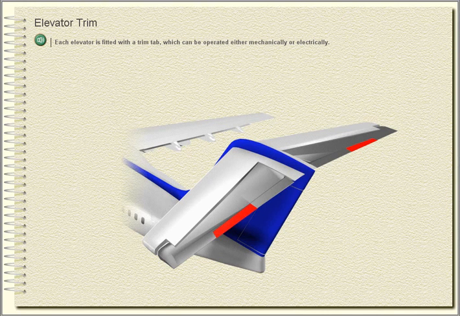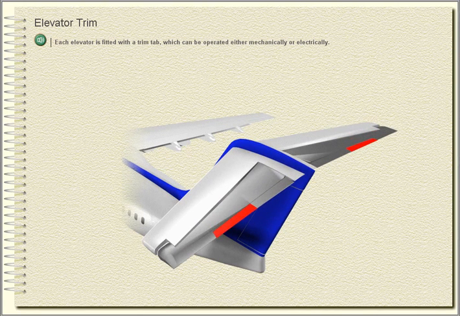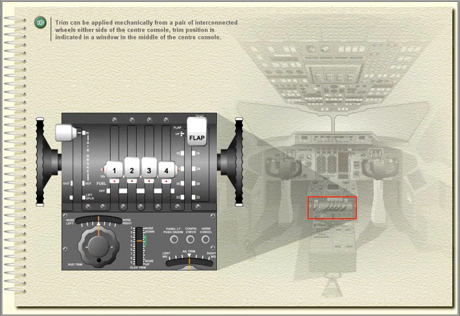Elevator trim. Each elevator is fitted with a trim tab, which can be operated either mechanically or electrically. Trim can be applied mechanically from a pair of interconnected wheels either side of the center console. Trim position is indicated in a window in the middle of the center console. Pitch trim must be within the green band before takeoff.